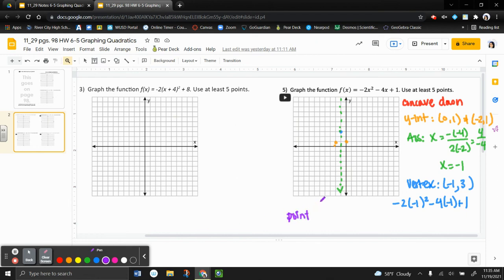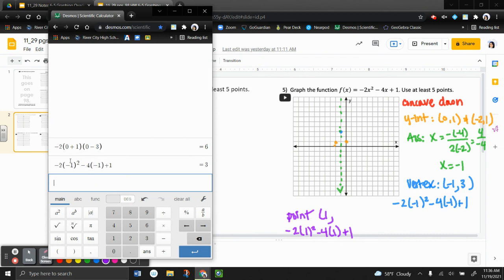So my final point, again, we want to be somewhere around our axis of symmetry, because if we go too far, we're going to be off the graph. So we already have a point at 0, so let's just plug in 1 and see what we get. So plugging in 1, we have negative 2 times 1 squared minus 4 times 1 plus 1. We get negative 5.